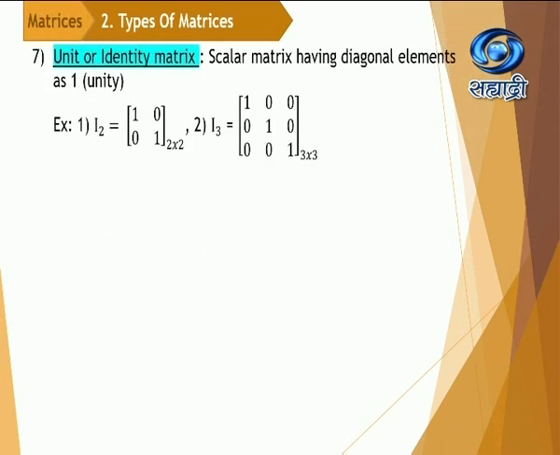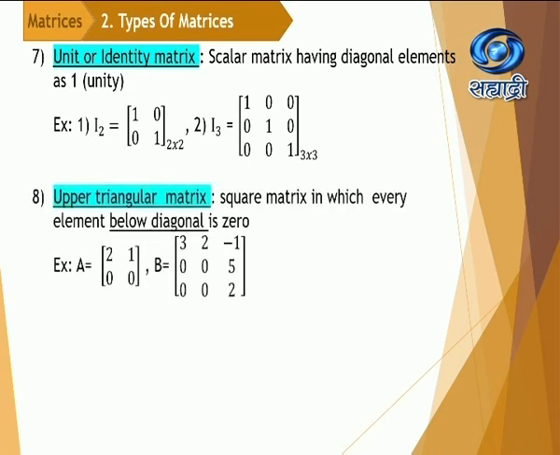Then we have unit or identity matrix. It's again a scalar matrix having diagonal elements as 1. So I2 means 2 cross 2 order identity matrix: 1, 0, 0, 1. I3 means 3 cross 3 identity matrix: 1, 0, 0, 0, 1, 0, 0, 0, 1.